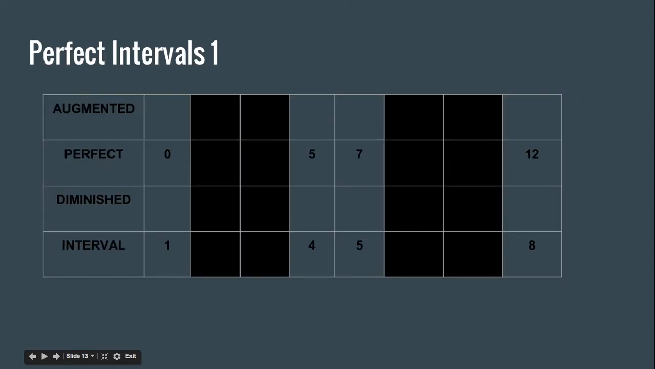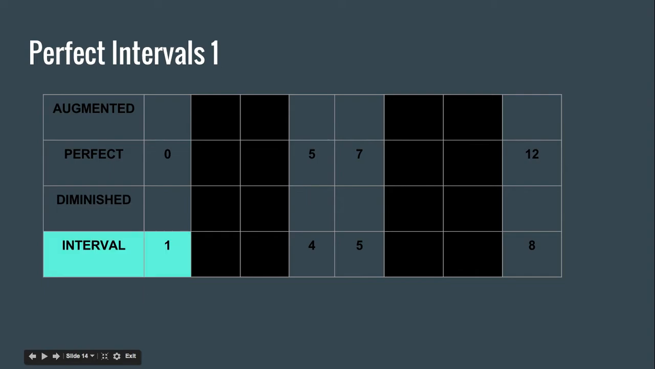Now let's apply it. Ultimately, we want to be able to find any interval from any note. So we look here in this chart, and in this chart we have the intervals in this column, so the first, the fourth, the fifth, and the eighth, and then the perfect intervals, which we knew from that last chart: a perfect first is 0 half steps away, a perfect fourth is 5 half steps away, a perfect fifth is 7 half steps away, and then a perfect eighth is 12 half steps away.